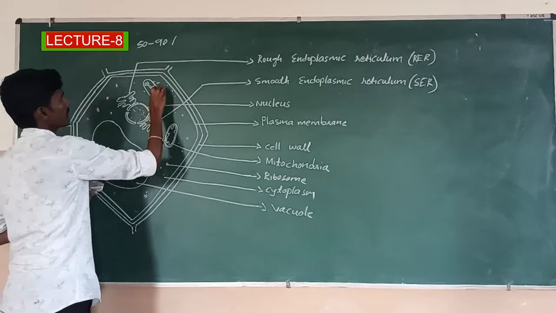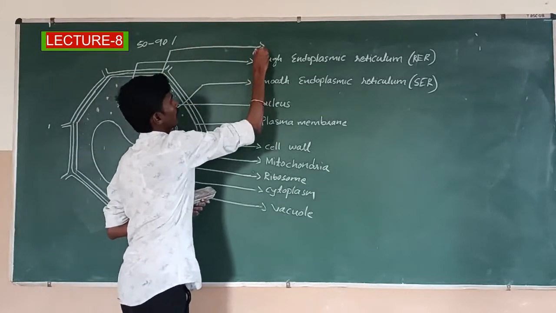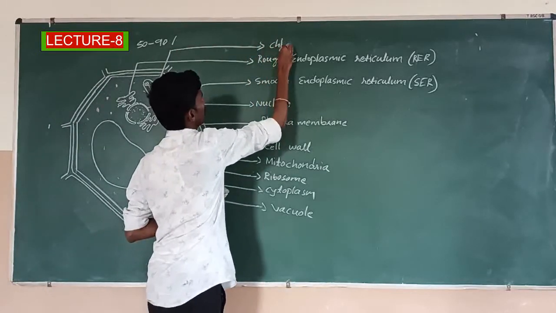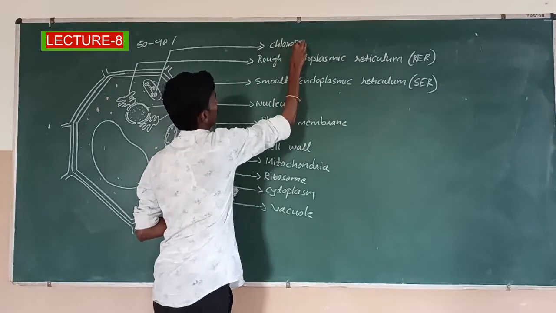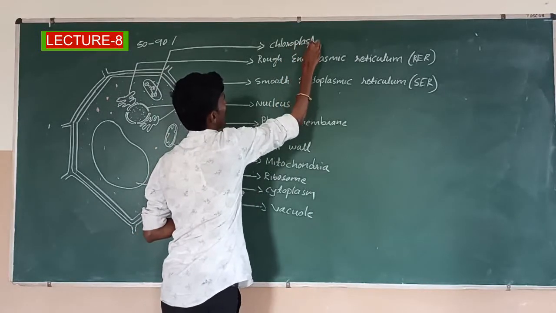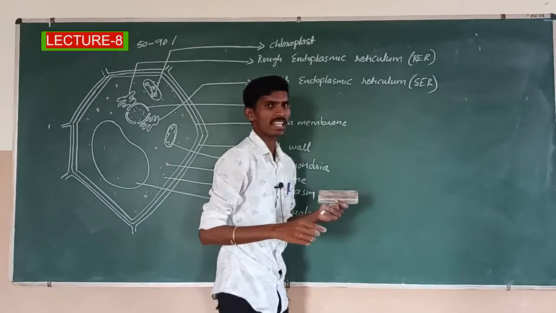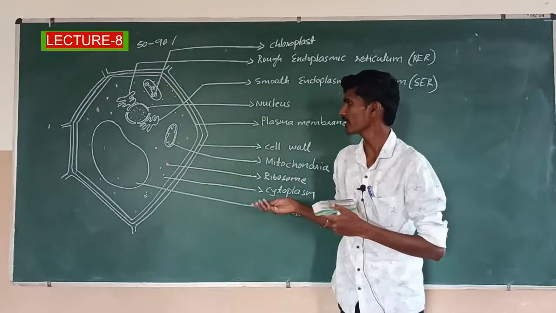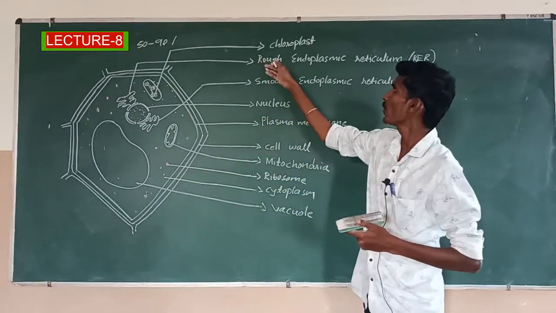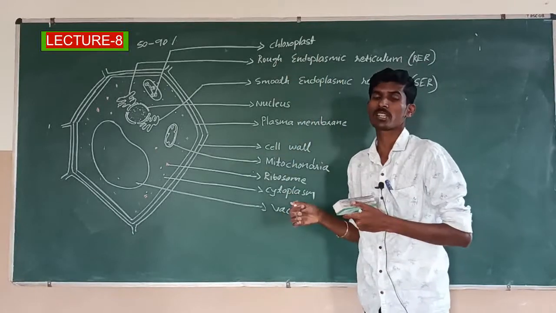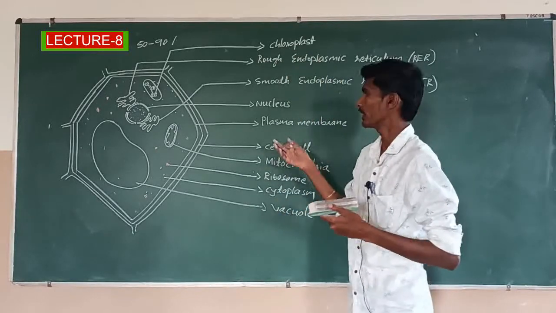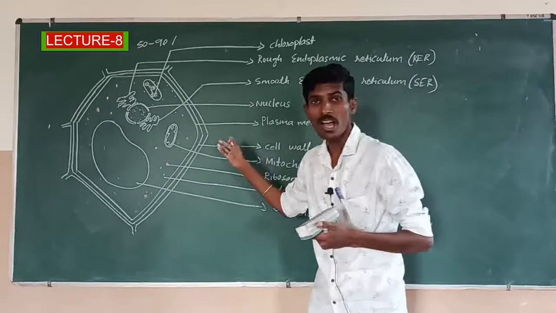This is called as chloroplast. It's the main important cell organelle in the plant cells. It is involved in the photosynthesis process to prepare their own food. The plant is an autotroph.